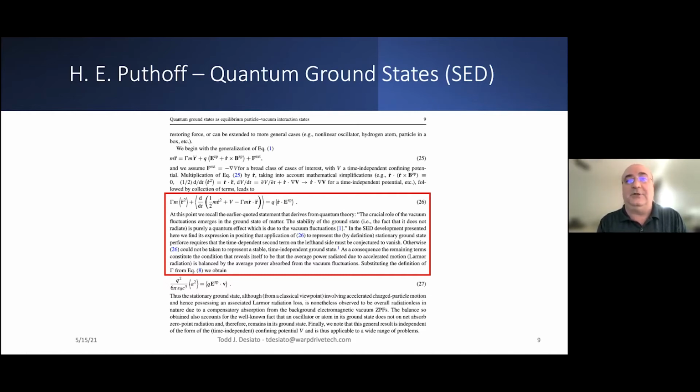In stochastic electrodynamics, that's SED, developed here, we find its expression is positing that application of equation 26 to represent the stationary ground state requires that the time-dependent second term on the left-hand side must be conjectured to vanish. So this term in the expectation value bracket is zero. Otherwise, it could not be taken to represent a stable, time-independent ground state. Again, we want the ground state to be stable because that's what it is in reality.